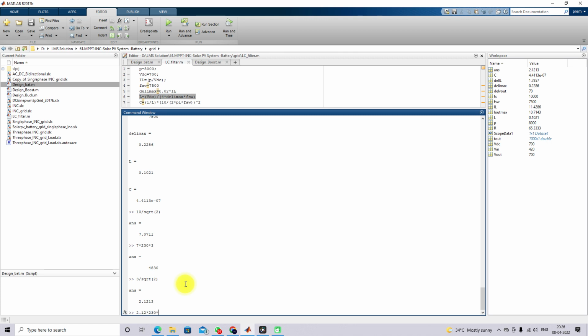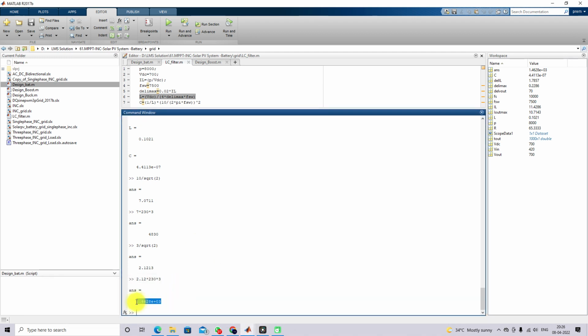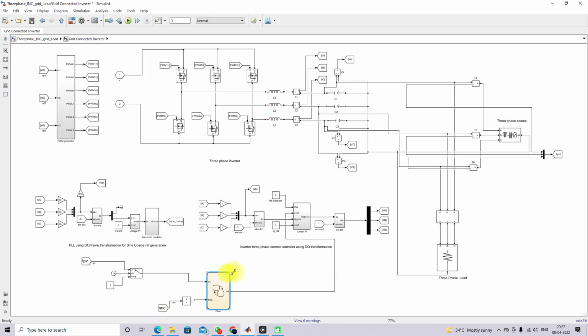2.12 into 230 into 3, so that means we are sending around 1460 watts to the grid when the IPV is greater than 0.5 and SOC is greater than 10%. So this is the power calculation for sending and receiving the power from the grid. So this is sending power, and this is receiving power, depending upon the IPV, that means PV current, and the SOC of the battery.